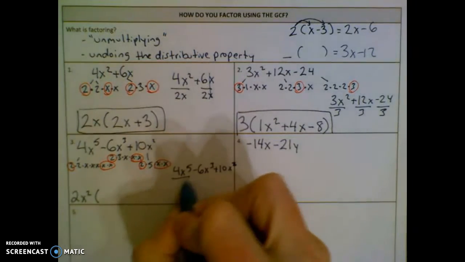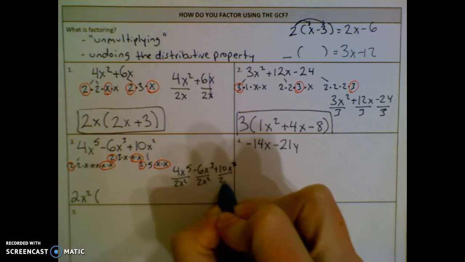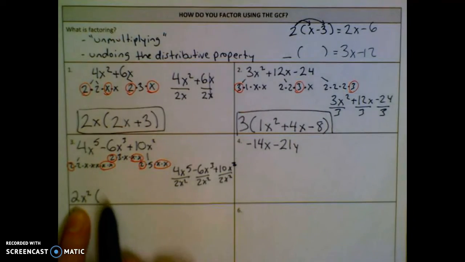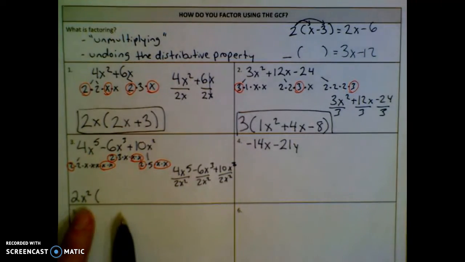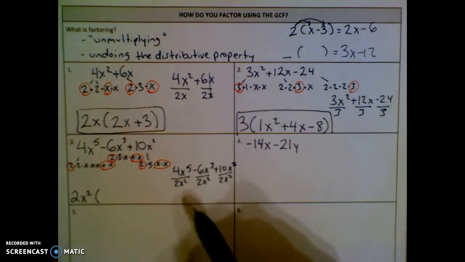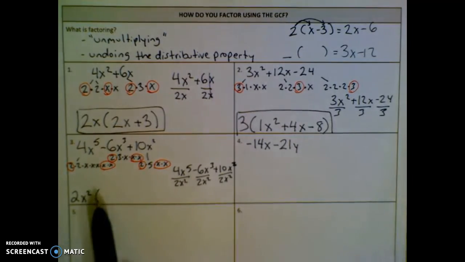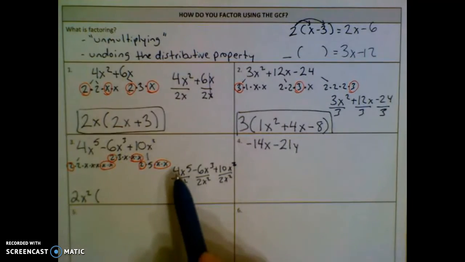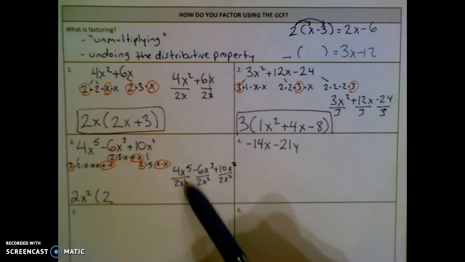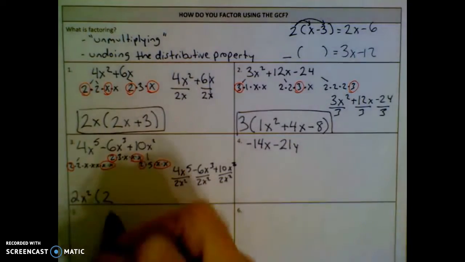So I'm going to go ahead and divide every single thing by 2x squared. I'm asking myself, 2x squared times what is 4x to the 5th? 2x squared times what is negative 6x cubed, etc. So going through each term separately, I have 3 terms here. I should have 3 terms on the inside. 4 divided by 2 is 2. 5 minus 2 is x cubed, or 5 x's take away 2 x's is x cubed.